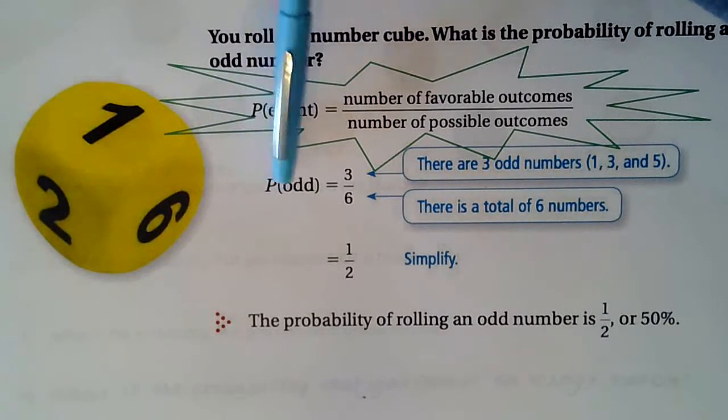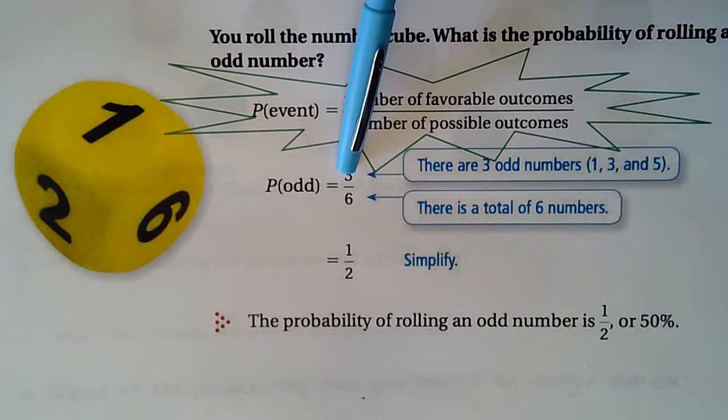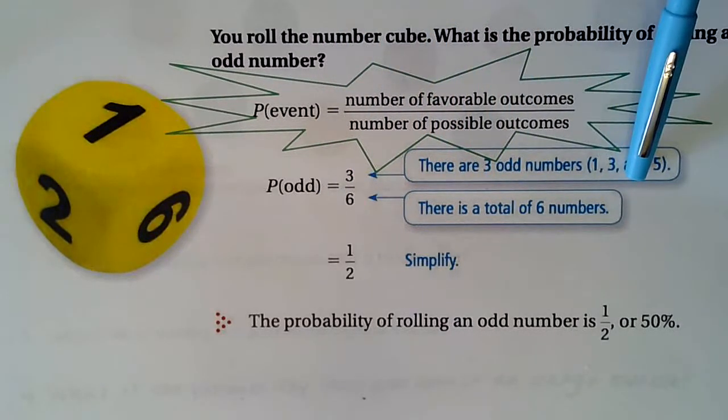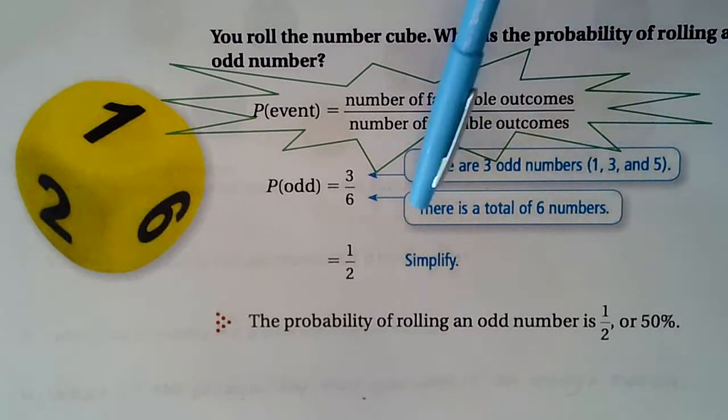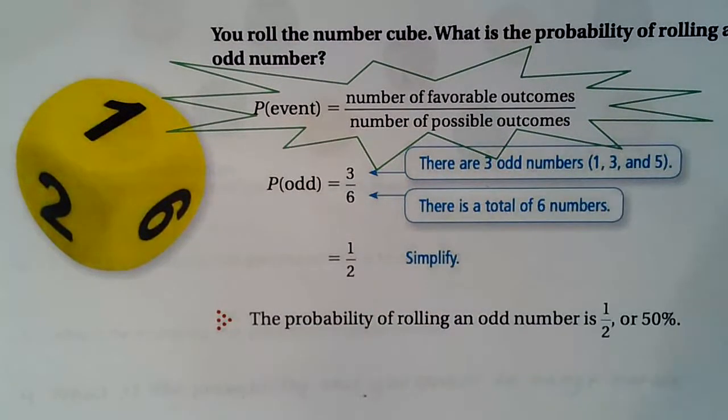Therefore, you write P for probability. The probability of an odd outcome is 3 odd numbers out of a total of 6 possible numbers. We simplify that down to 1/2. We can translate that into a percent, which is 50%. Therefore, the probability of rolling an odd number is 50% chance or an equal chance.